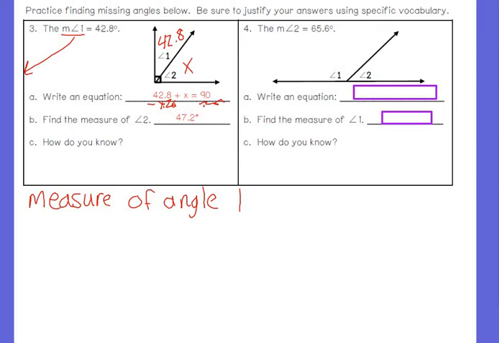90 minus 42.8 gives me 47.2 degrees. How do I know? Because you subtracted. If I was to add these two together, what should I get? 90. I should get 90, and if I don't, I did something wrong. Is that how you check your work? Yep. What do you really do?